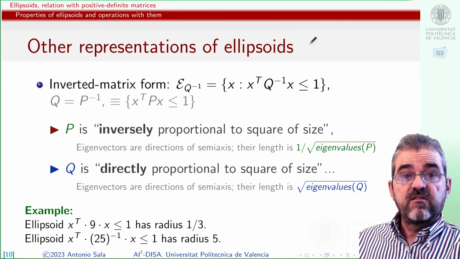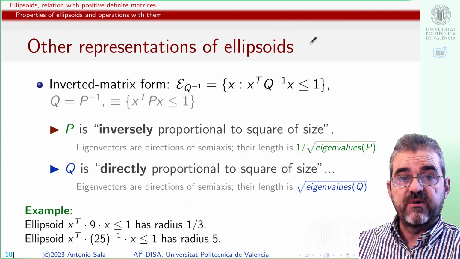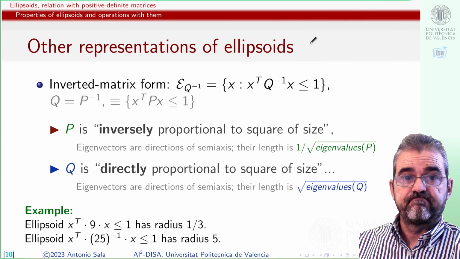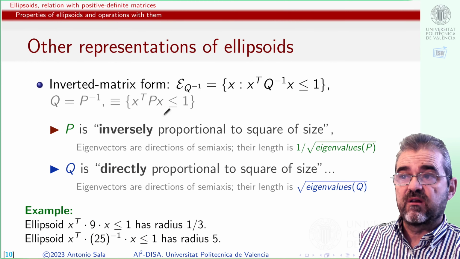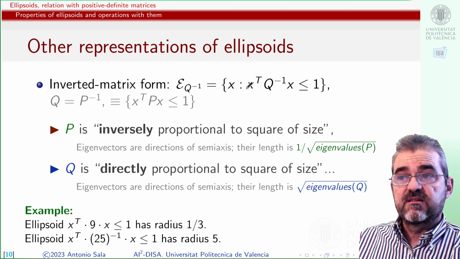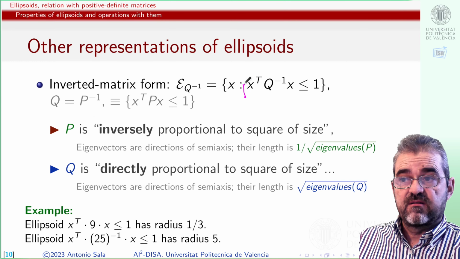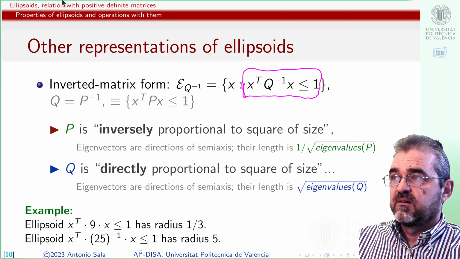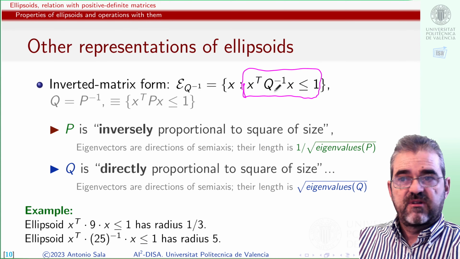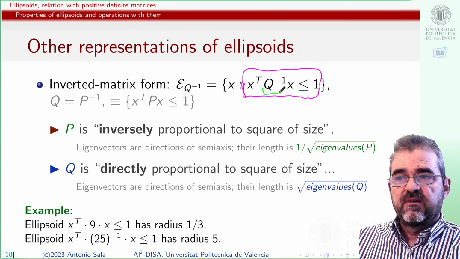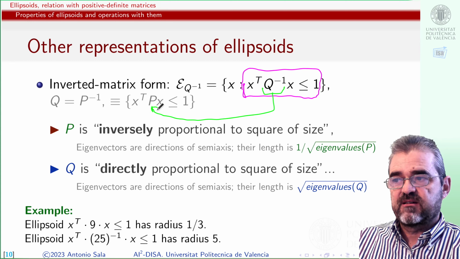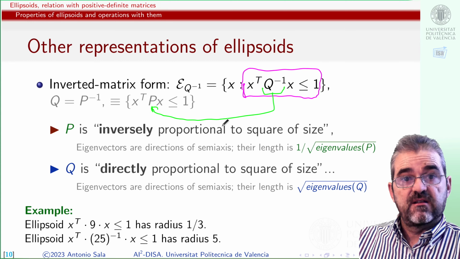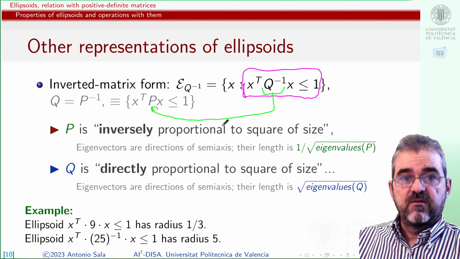Then, to finish this second video, we are going to discuss other ways of representing an ellipsoid. Which other ways? Well, in some cases we may think that it's more convenient to represent an ellipsoid with a matrix inverse. Well, come on, it's just the same. I mean, if I denote Q minus 1 as P, then it's exactly the same. Of course, you are right that it's a mere cosmetic change of variable.